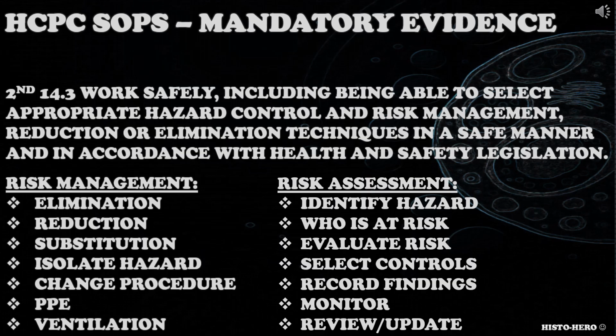Consider elimination, substitution, reduction of risks and hazards, PPE, ventilation, hazard isolation, procedure change, minimize risk and so on. How do you assess risks and hazards? Consider hazard identification, establishing who might be at risk, how they might be at risk, evaluate risks, decide on appropriate controls, record findings, monitor the effectiveness of controls, review assessments, and update them if needed.